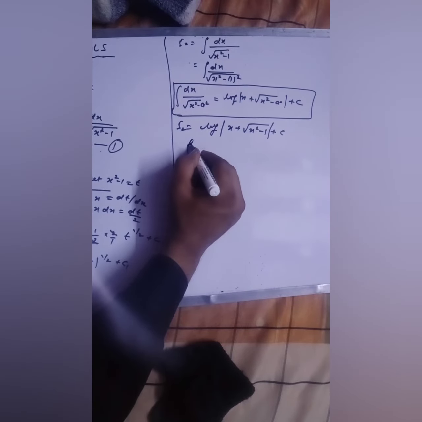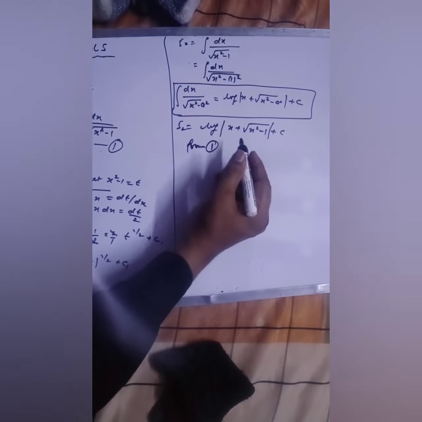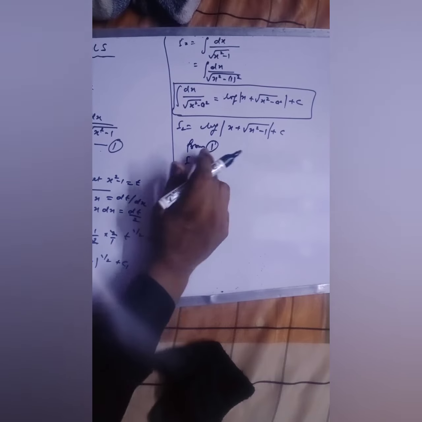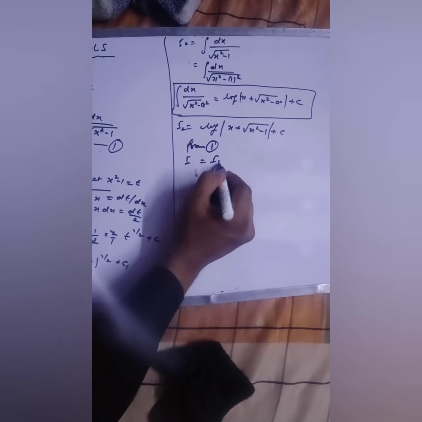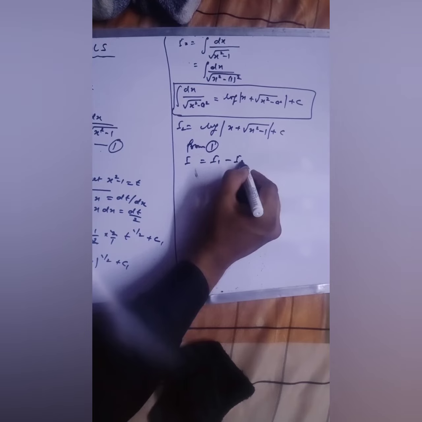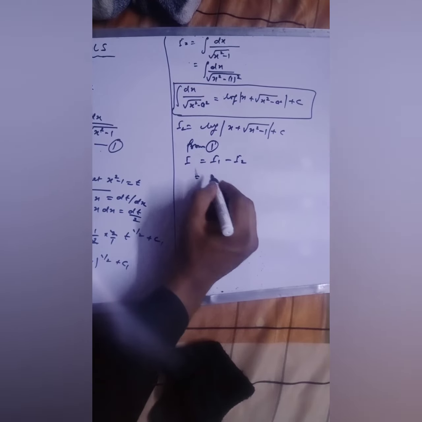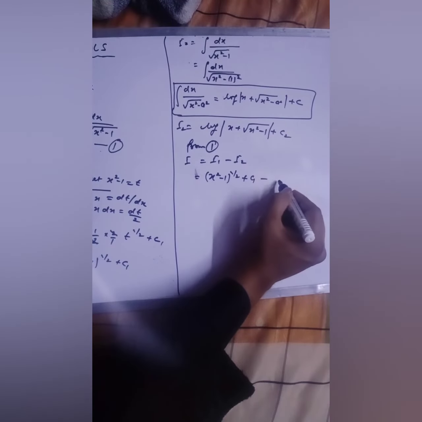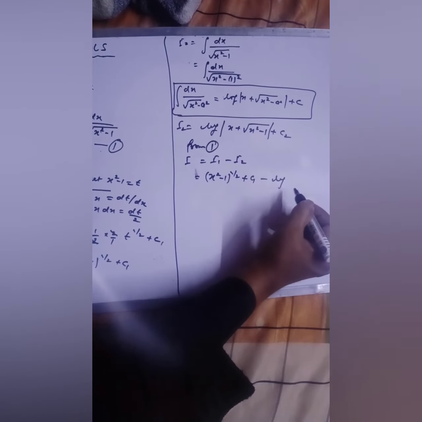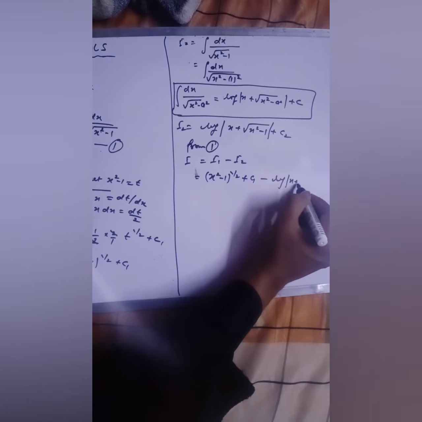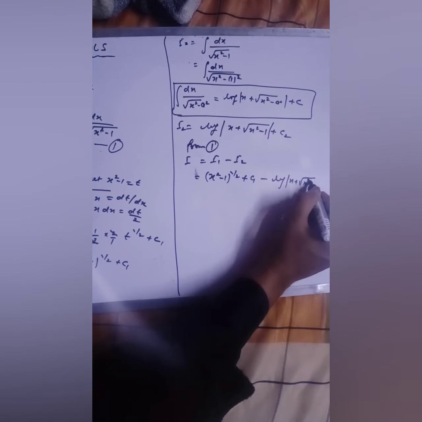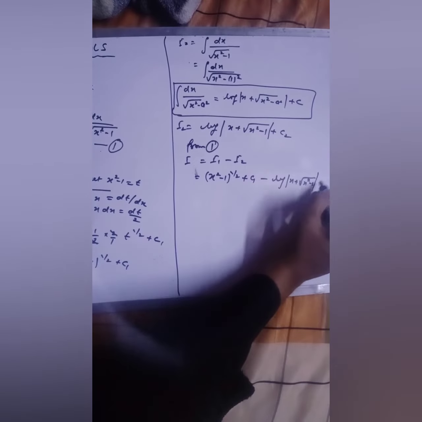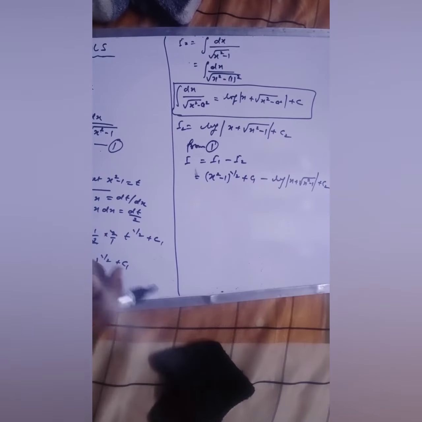So from equation number 1, your one equation was I is equal to I1 minus I2. So the value of I1 is x square minus 1 whole raised to power half plus c1. Okay, and your I2 is log bracket x plus under root x square minus 1 plus C2.